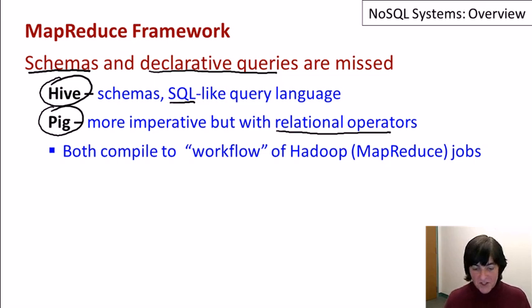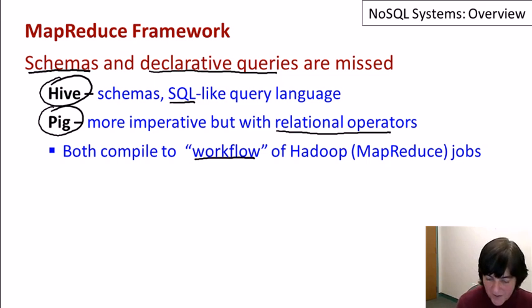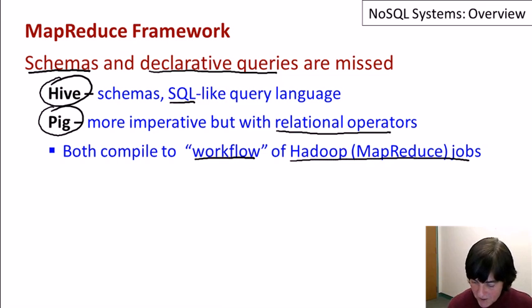Both of these languages are what the user sees, and they compile to a workflow, or you think of that as a graph of Hadoop jobs. Hadoop, again, being the open source implementation of MapReduce, and a job being one instance of map and reduce, like that big picture I showed before.